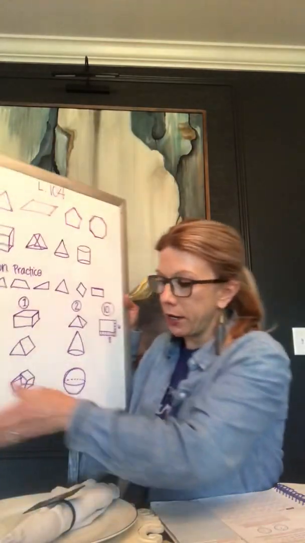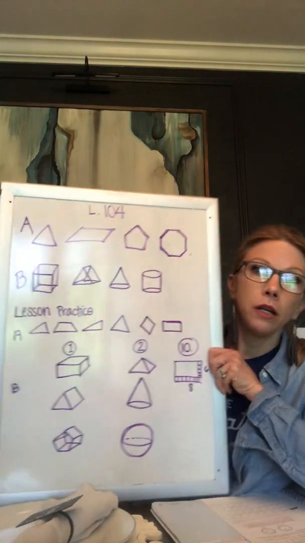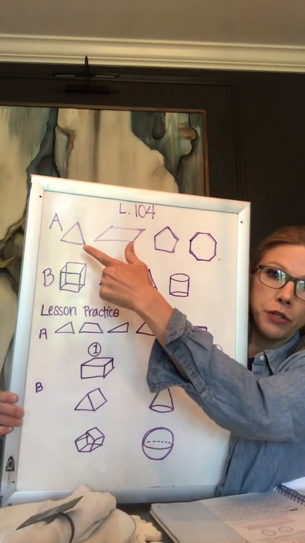Sometimes they're going to be a little more detail oriented, and you're going to have to think and look more carefully for what makes a set of shapes different than another. But I thought I would start off today with a couple examples. So I've got group A here. Okay, so with group A, I've got a triangle.